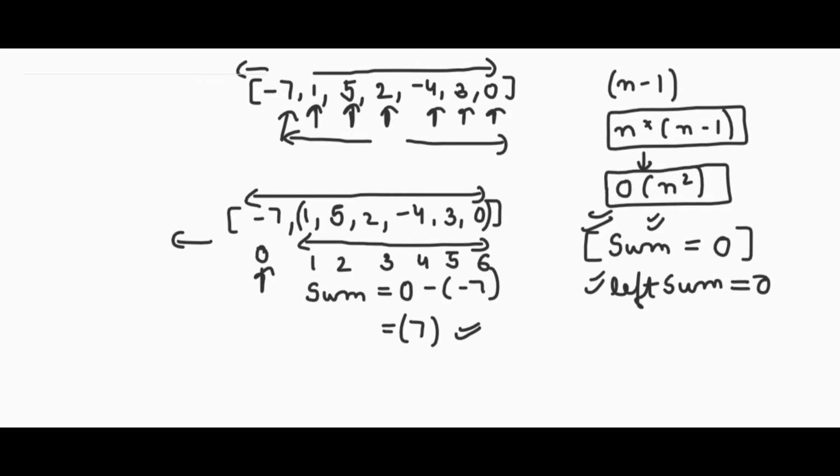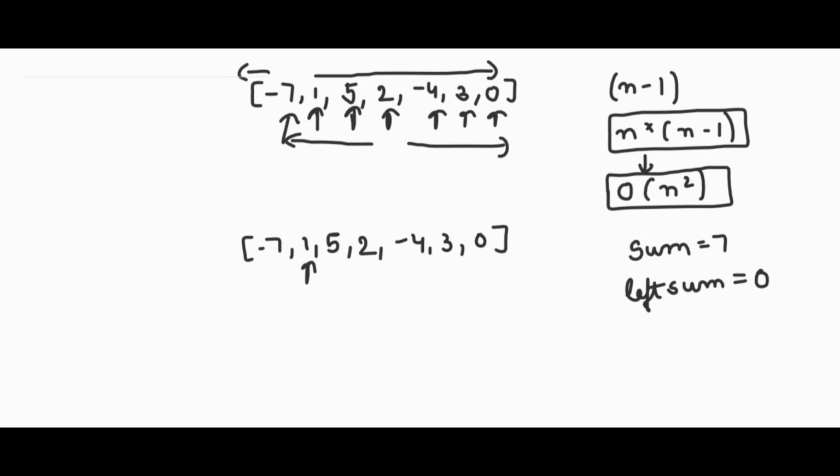Now let's move forward and see for index 1. What will happen here is we have the sum of elements from index 1 to index 6, as we already calculated previously when we were calculating the right sum of index 0. To find the right sum of index 1, what we have to do is subtract 1 from 7. That will give us the sum of elements from 2 to 6.